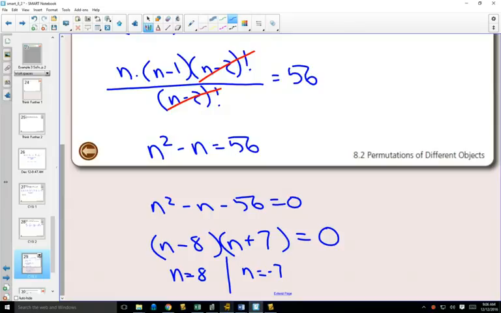But what do we know about factorials of negatives? They do not work. So we have to put an x through that one. That one's extraneous. And the only answer is n equals 8.